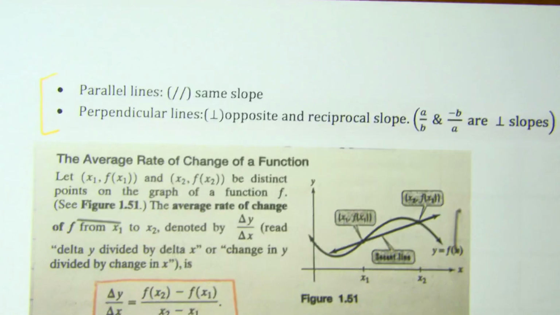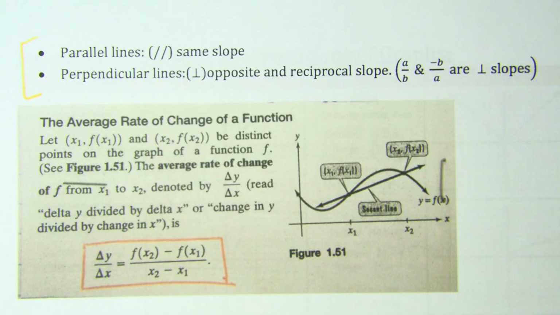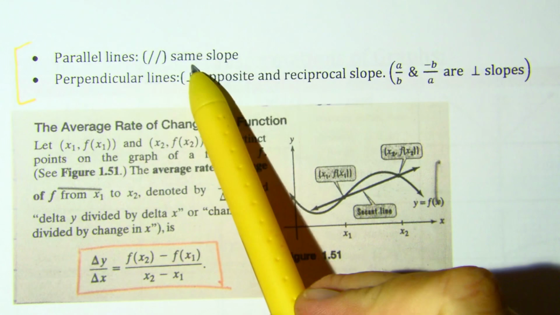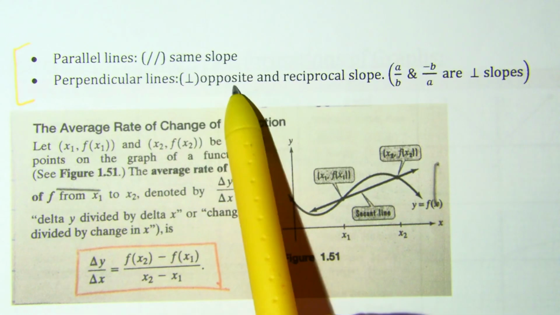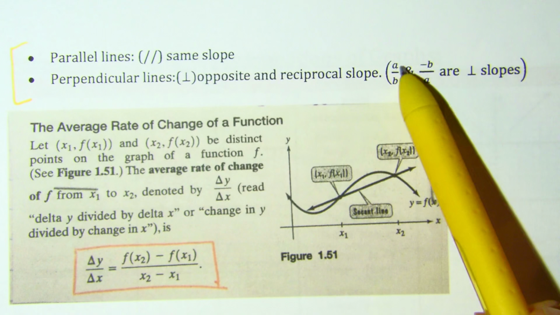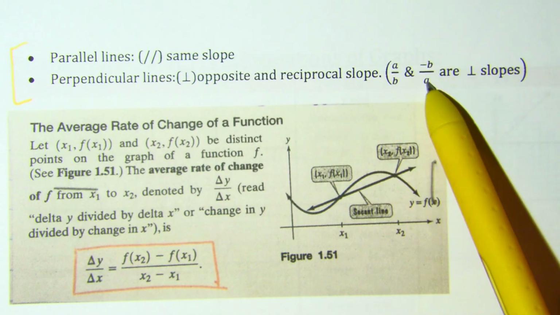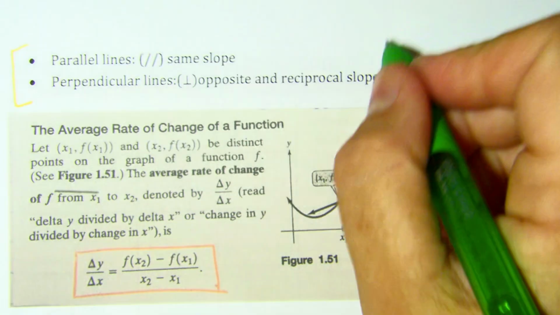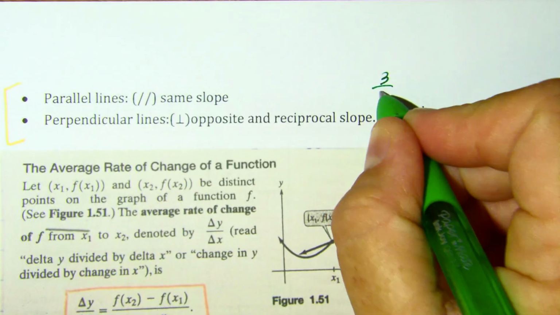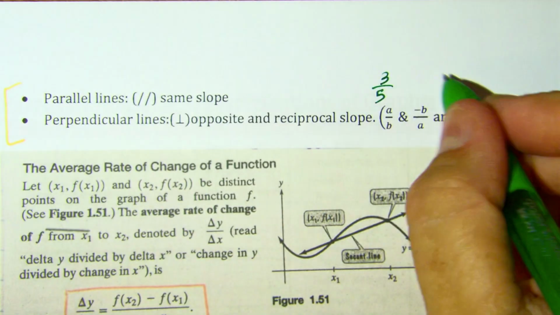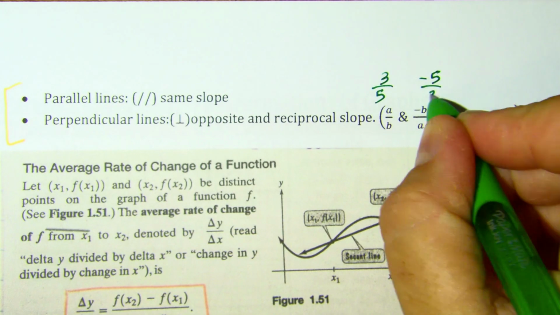we want to talk about parallel and perpendicular lines. So parallel lines have the same slope. Perpendicular lines have the opposite reciprocal slope. So if you have a slope of a over b, the perpendicular slope would be negative b over a. Or for example, if I have a slope of 3/5, the perpendicular slope would be negative 5/3.